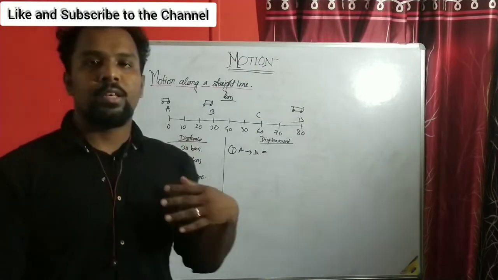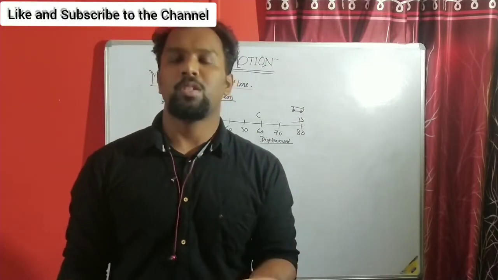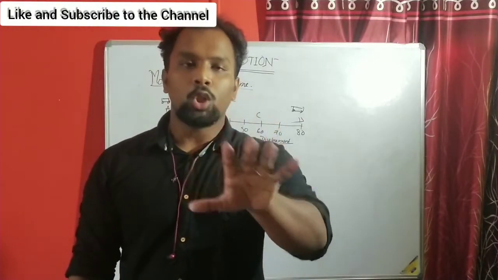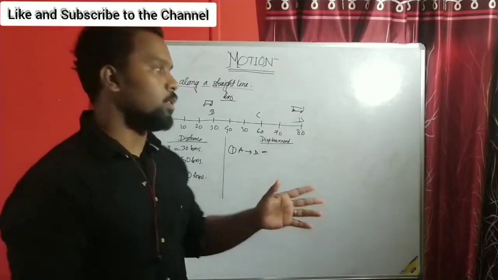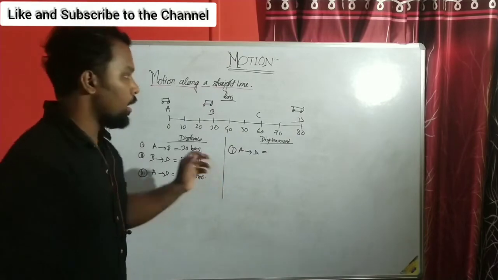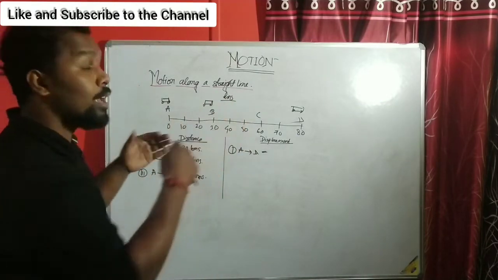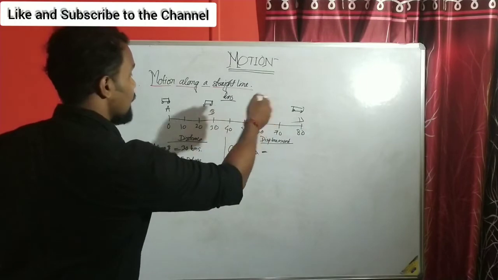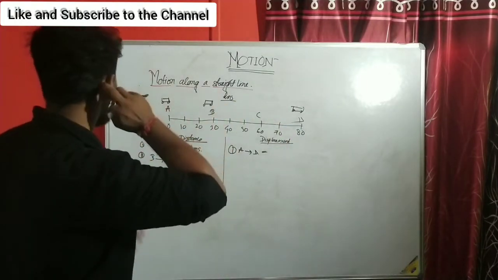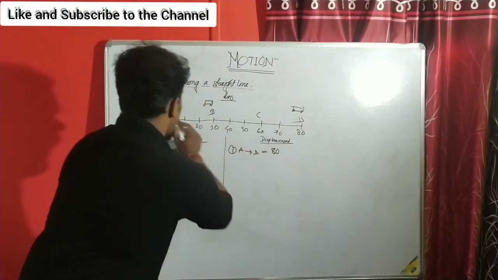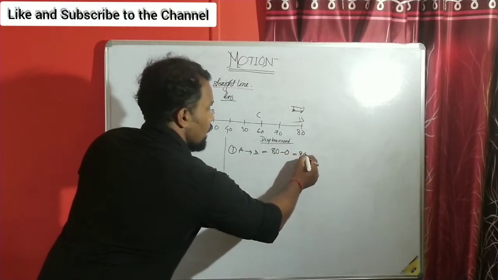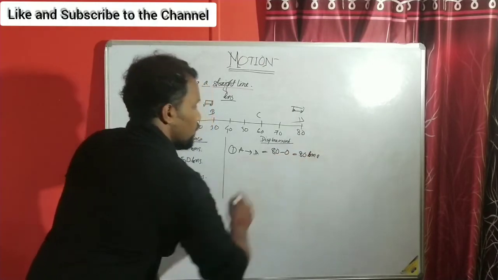See, when I gave you the definition of displacement, it was the shortest distance between the initial position and the final position. Here the initial position is A and the final position is D. Now how do we find the shortest distance? We just have to subtract: 80 minus the reading of A, which is 0, equals 80 kilometers, right?